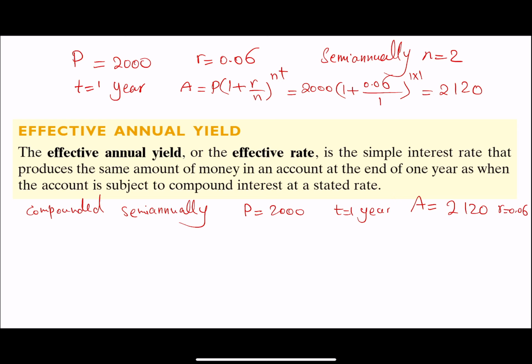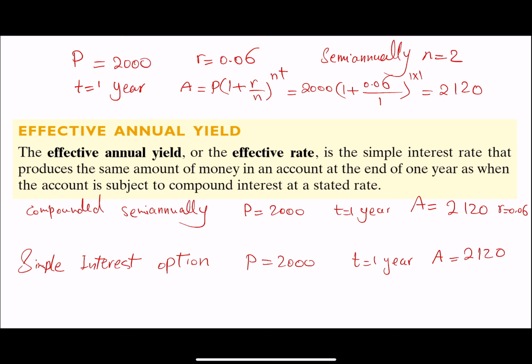Now, the question is, if I go with the simple interest option and I put the same amount of money, I invest $2,000, and I want to get exactly the same future value, 2,120 after 1 year. In that case, what is the simple interest rate?